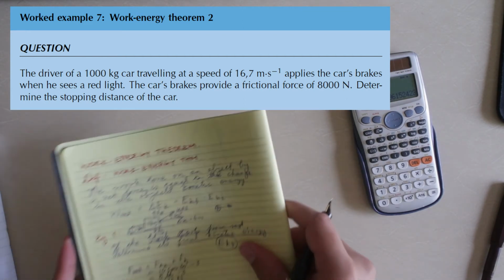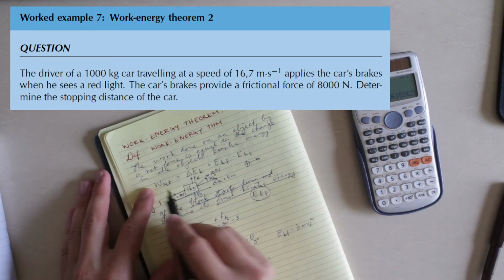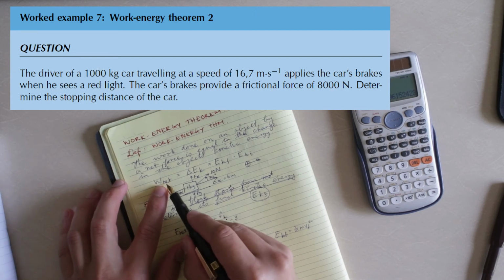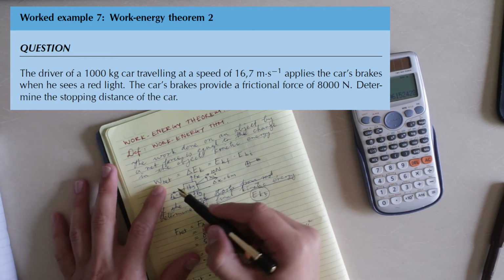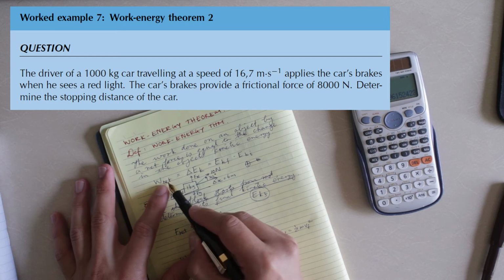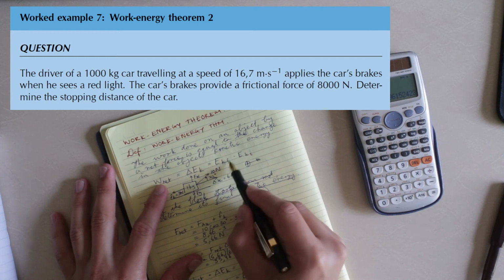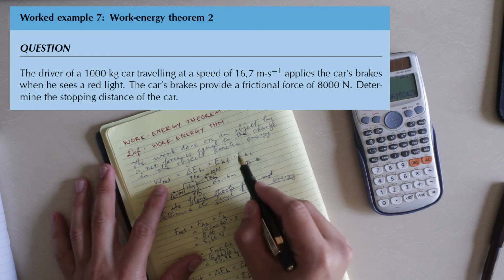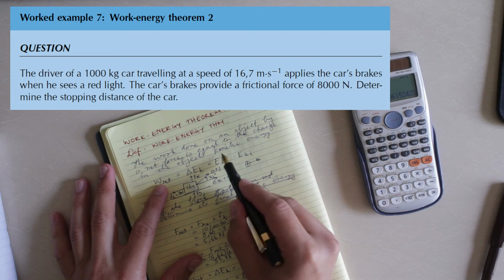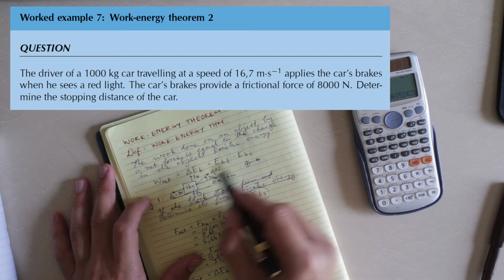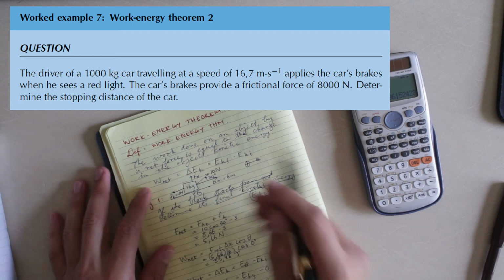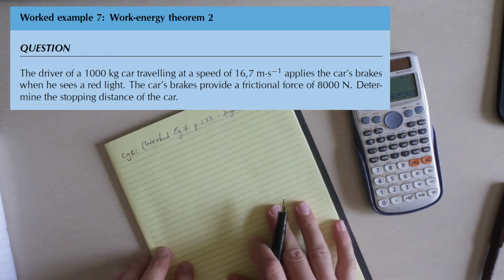Because remember, we are going to be using this theorem here. The net work done on the object, we know what the net force is. It's the 8,000 newtons. And we know that that's equal to my change in kinetic energy, which is equal to the final kinetic energy minus the initial kinetic energy. So if I can find my final kinetic energy and my initial kinetic energy, I can find what my net work is, and then again we'll use the equation for work.